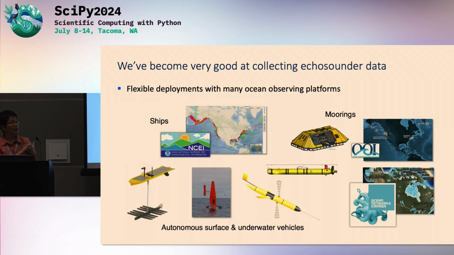In the past decade, we have become very good at collecting echosounder data, right? And again, this is not only for echosounders. I'm sure a lot of domains have these characteristics in terms of data, right? Because we can now deploy echosounders pretty flexibly on different types of ocean observing platforms, from ships to autonomous surface and underwater vehicles, and also on moorings that I showed you earlier from the OOI or Ocean Networks Canada.